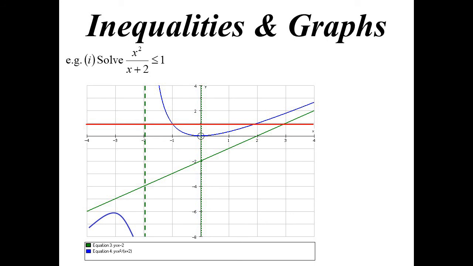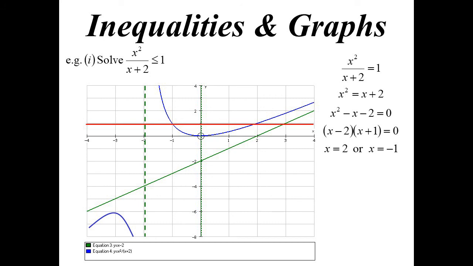We want to know when that graph is below my red line that I've just drawn in, y equals 1. Now, of course, the problem with this sort of technique is you really need an accurate graph. Fortunately, I have a very accurate graph because I used some graphing software to do it. But if you're just doing it on pen and paper, unless you get incredibly lucky, you might not know where those points of intersection are. Hence, you would need to solve them simultaneously. And surprise, surprise, there you go. Turns out to be x equals 2 and x equals minus 1.